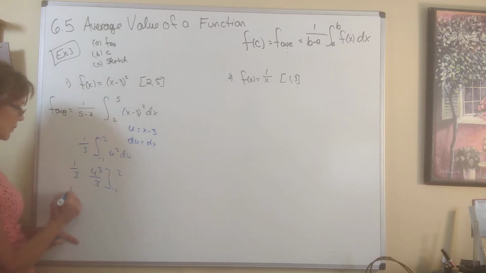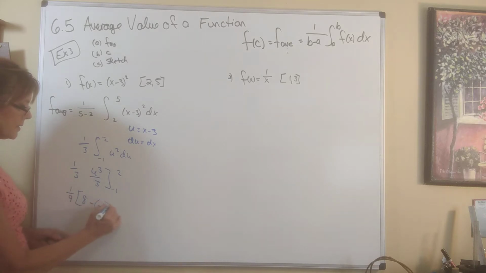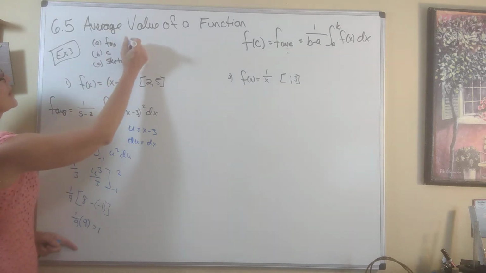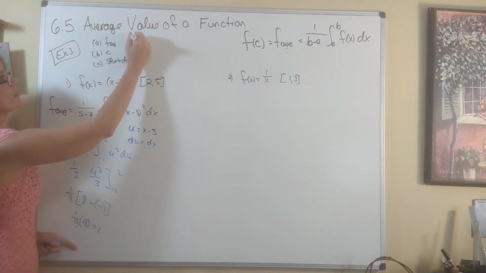So basically, this is 1 over 9. U cubed is 2 cubed, which is 8, minus negative 1 to the third, which is negative 1, minus a negative 1. So basically, we get 1 over 9 times 8 plus 1, which is 9, times 9, gives us 1. So the average value of the function is 1.